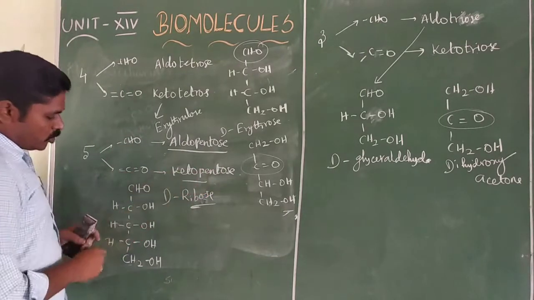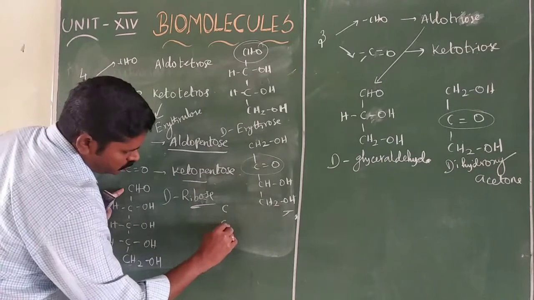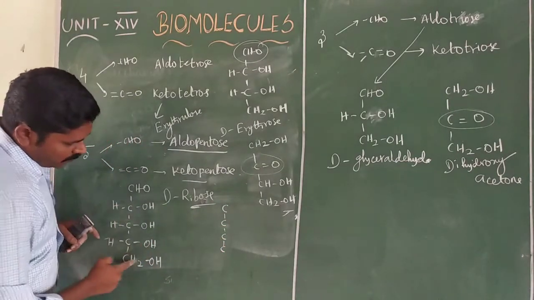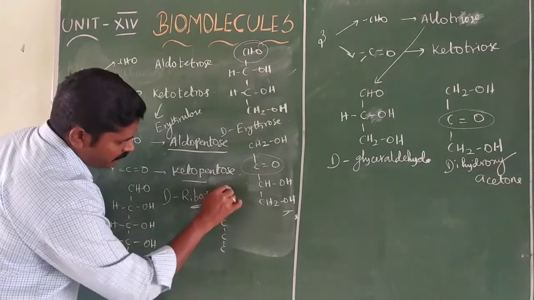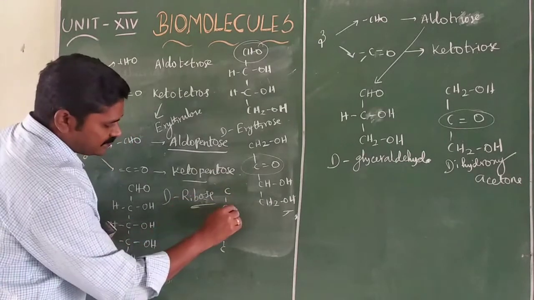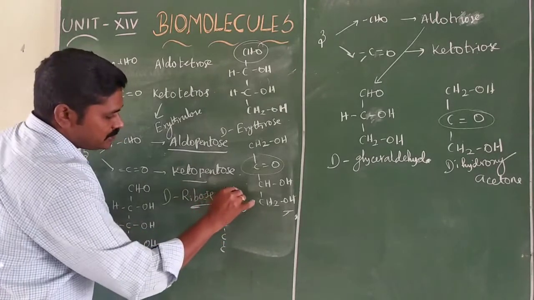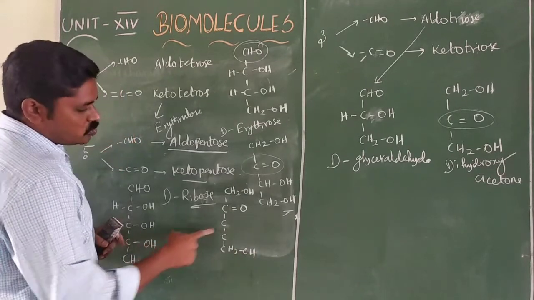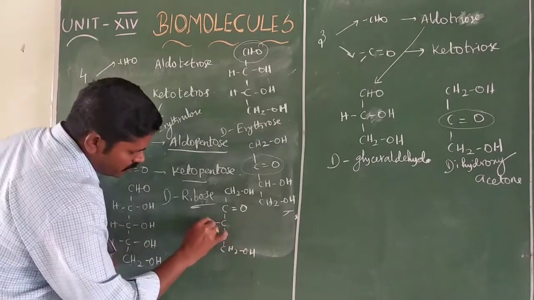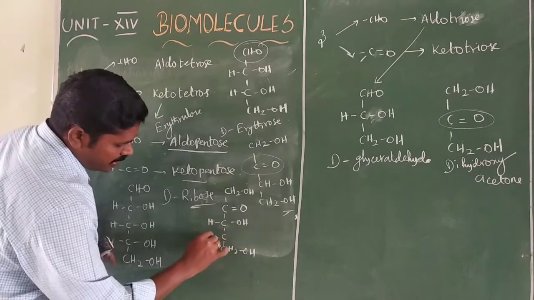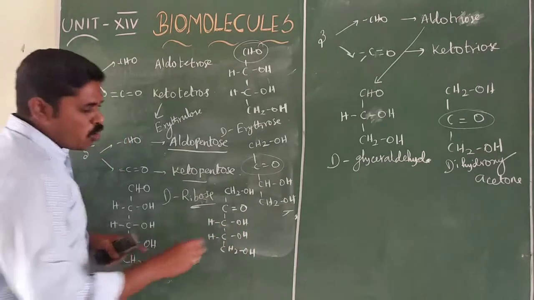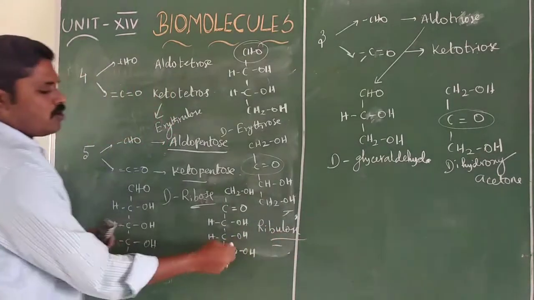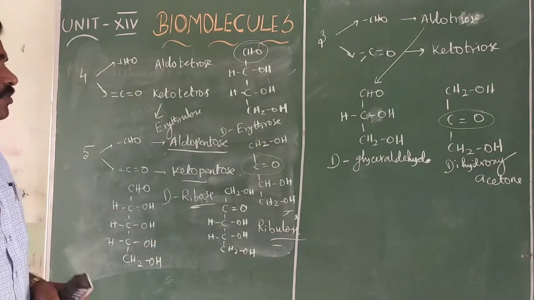And the ketopentose: 5 carbons, with the presence of a keto group, CH2OH and CH2OH. So n equal to 2, with HOH and HOH. This is ribulose, a ketopentose.